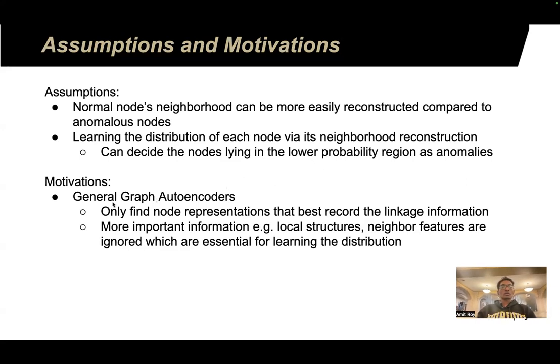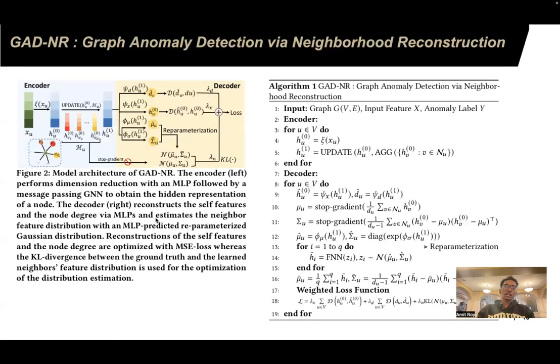The motivation is that general graph encoders only use linkage information to reconstruct the links, and that is not very good for graph anomaly detection. Also, some local structures and neighbor features are ignored, which is essential for learning the underlying distribution, which is important for the graph anomaly detection task. Considering all this, we designed our approach, GAD-NR, Graph Anomaly Detection via Neighborhood Reconstruction. And our approach consists of two different parts, encoder and the decoder.